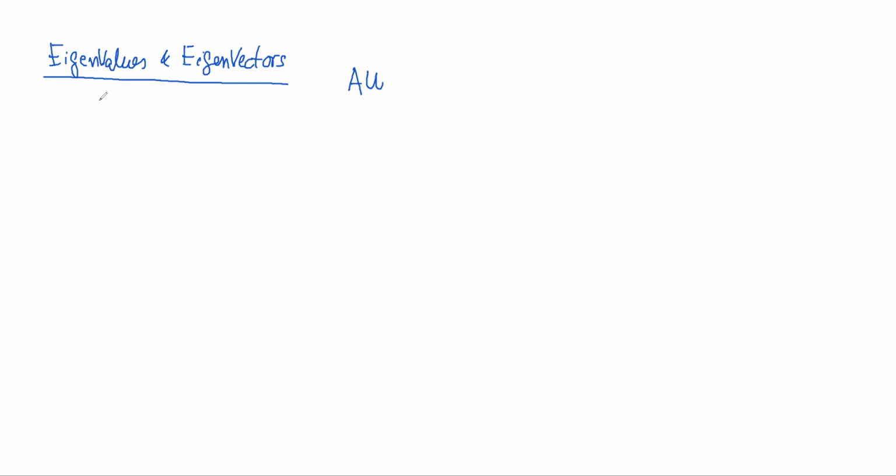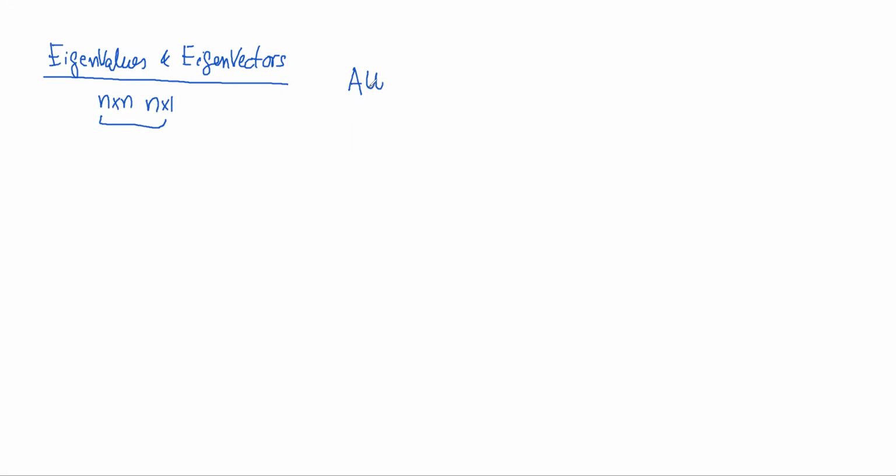For example, if we have a square matrix, n by n, and then we have a vector, which is n by 1. A vector is just a single column matrix. So the product AU will be an n by 1.